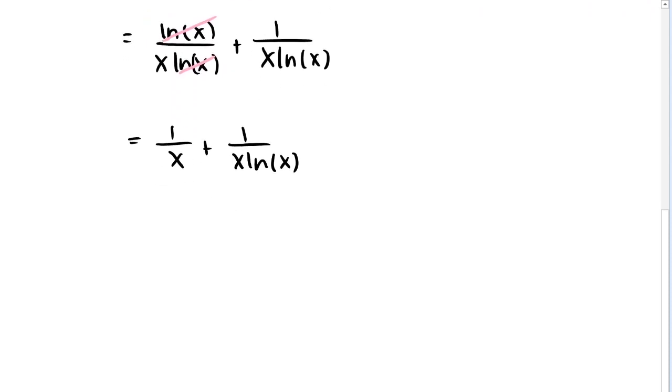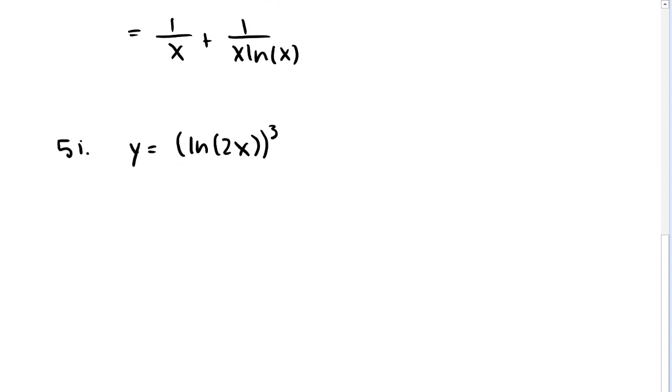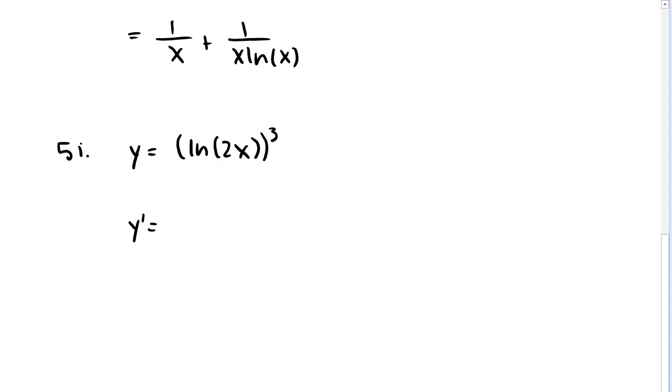Okay, so next let's deal with 5i. So here we're given y is equal to ln of 2x, cubed. And so again, we want to use the chain rule here. Maybe I won't go through all of the motions because we've done it a few times now, but y prime is equal to, now we would take the derivative of the outside function. The outside function is the cube function. We would apply the power rule. And so we would have still the same inside function. All we did was apply the power rule, bring that factor of 3 down, decrease the exponent by 1. But then we see that same inside function, ln of 2x.